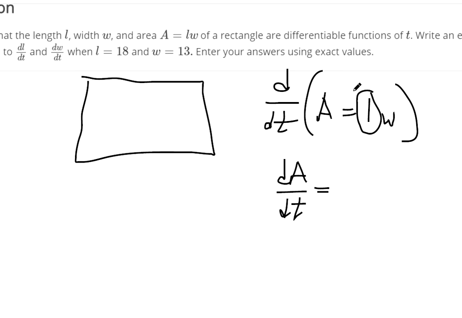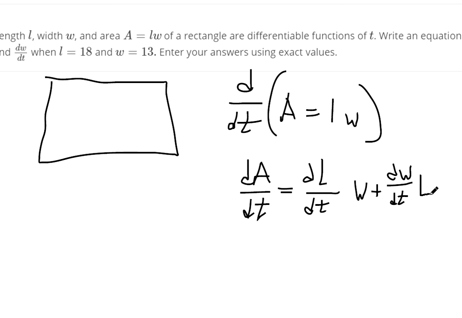The length, we don't know what it is with respect to time in an explicit formula. We don't know that the length is 2t squared minus 4t to the third or something like that. So all we can do is say that this is some sort of function with respect to t. This is some sort of function with respect to t. So if we're going to try to differentiate this side, we need to use the product rule. It's a derivative of the first function, I'm going to use capital L, with the second function kept the same, plus a derivative of the second function with the first function kept the same. I usually would write the first function here, but it doesn't matter.